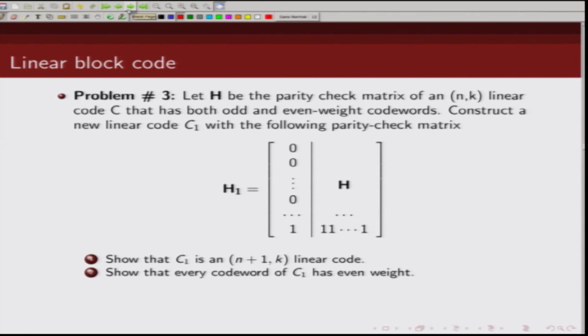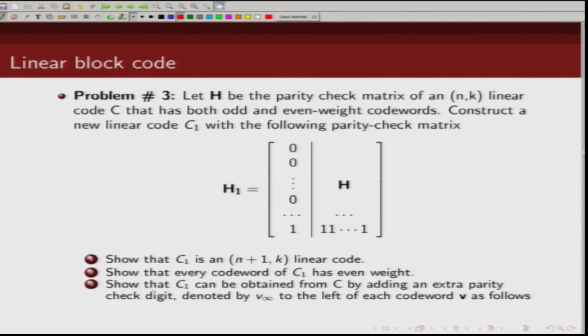Second thing you are asked to prove is that all the code words of this new code C1 will have even weight. That means, they will have an even number of ones in them. The third thing that you have to prove is that this new code C1 is obtained from the old code C by adding an additional parity bit, which we are denoting by V infinity, to the left of this code word.